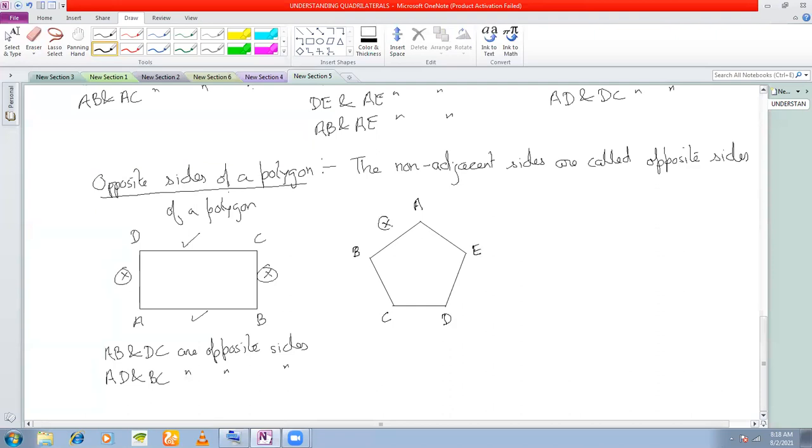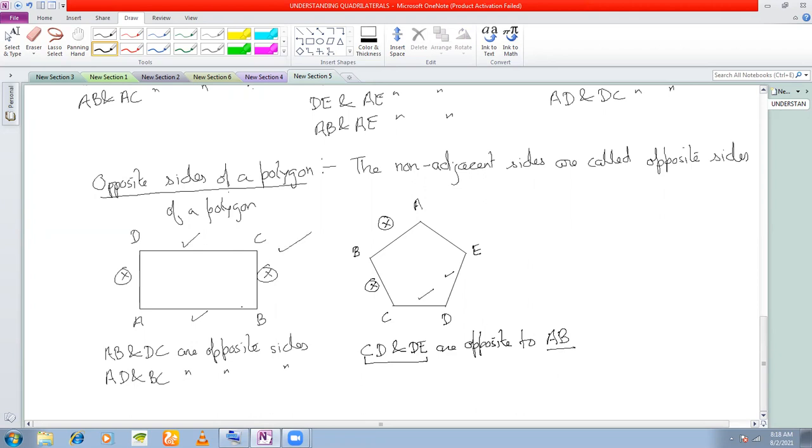Consider this side, AB. These two sides are clearly adjacent. So what are the opposite sides? This can be opposite, this can be opposite, right? Two sides can be opposite. CD and DE are opposite to AB. So there are two sides that are opposite to one single side, AB. But normally in case of a pentagon, we don't consider opposite sides.